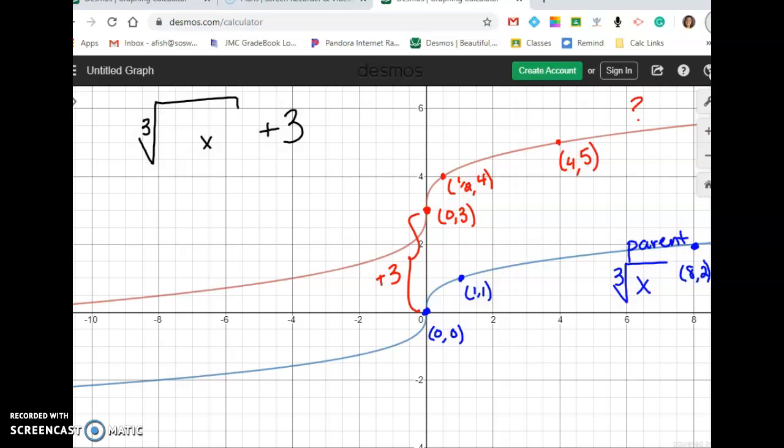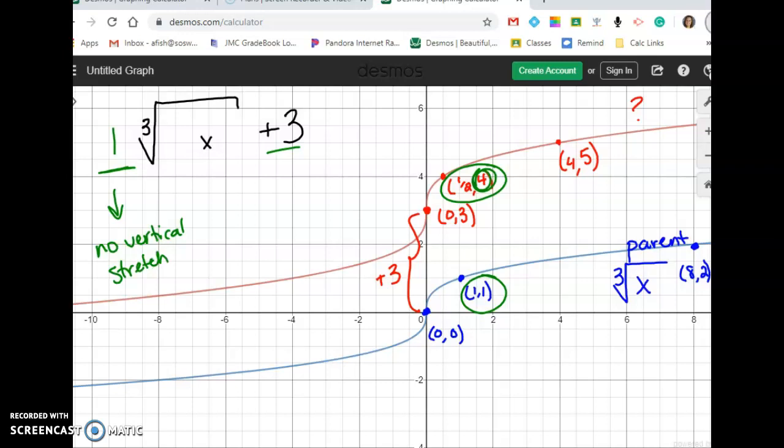But we obviously have a little bit of a stretch. So if you look here, 1, 1 and a half, 4 are related. Well, if you're looking at this +3, 1 + 3 would get me this 4 here. So there is not a stretch on the y-axis, which means this number on the outside of the radical is a 1. There was no vertical stretch. But now we're going to compare here.